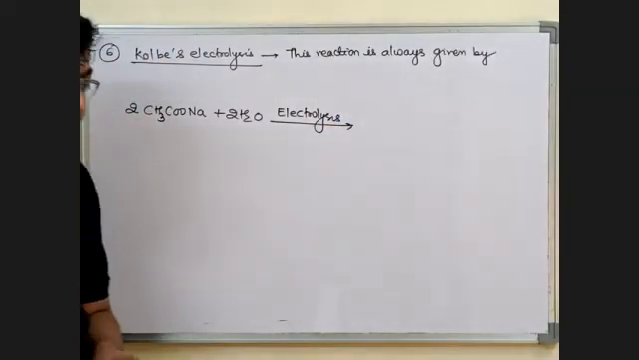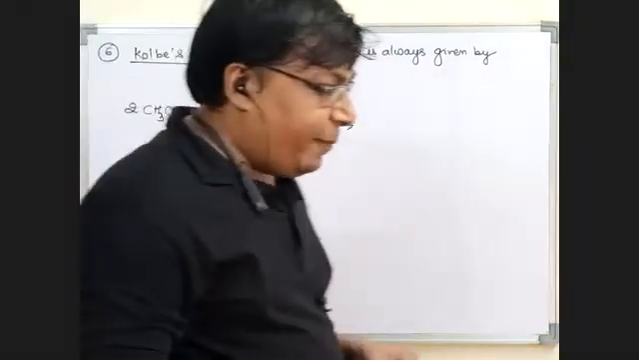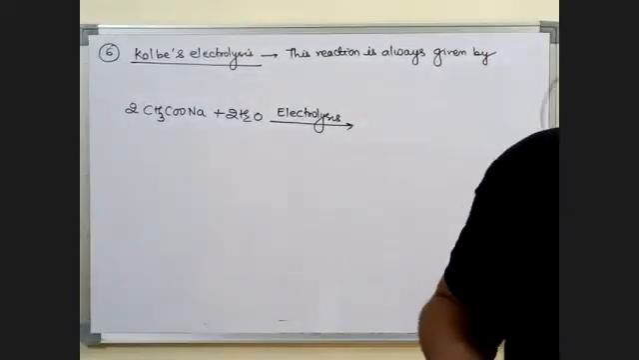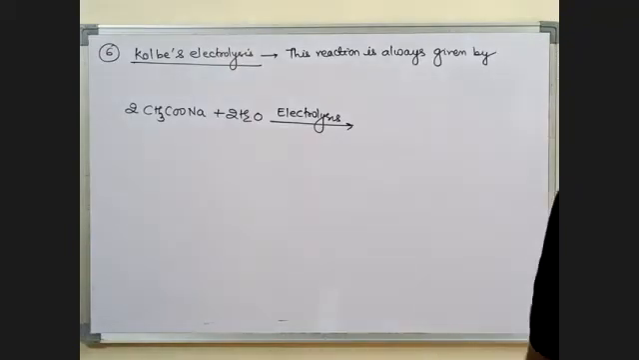So please underline a point. Kolbe's electrolysis reaction always proceeds in sodium and potassium salt of carboxylic acid with aqueous. There you must have seen a word aqueous, students. Aqueous means water, students.